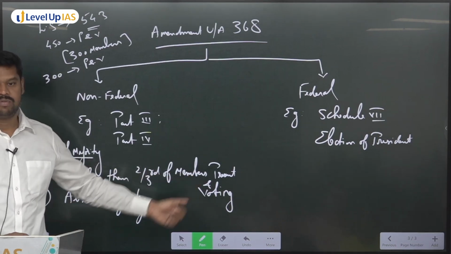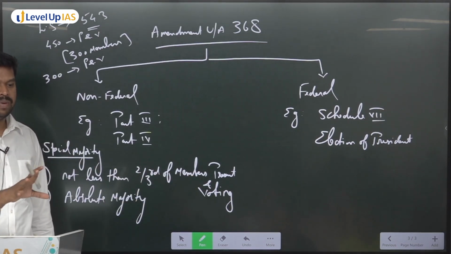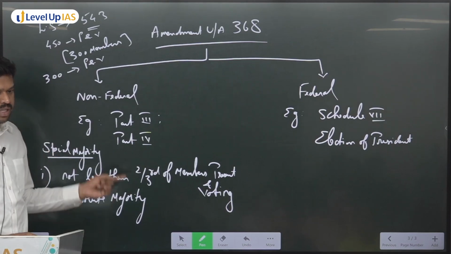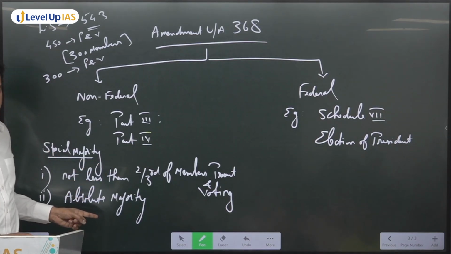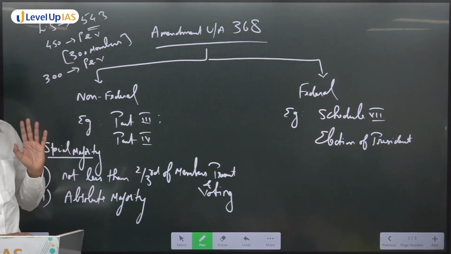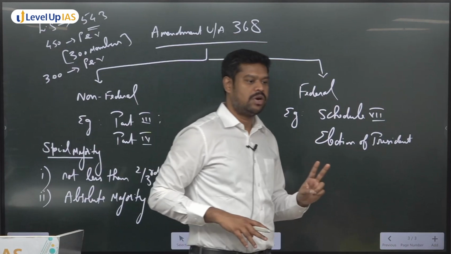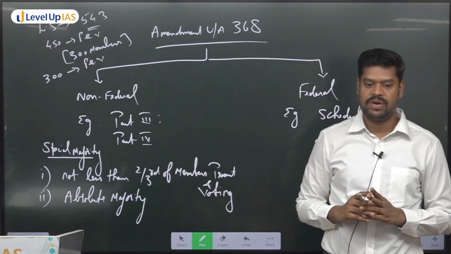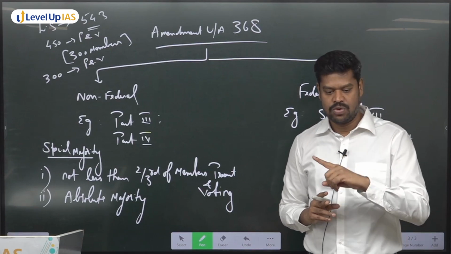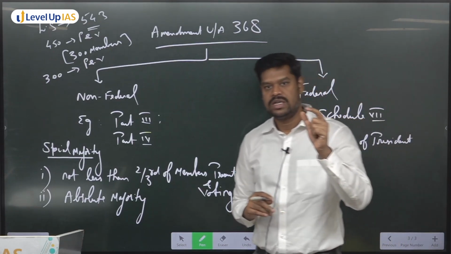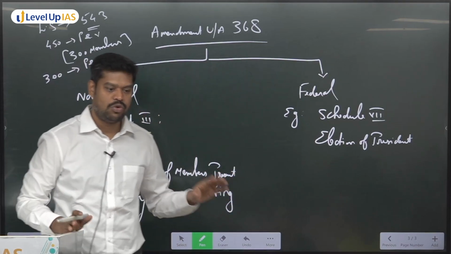So what would be the first condition? Not less than 2/3 of the members present and voting. How many minimum members have to support this? 200 members. Even if 200 members supported, the first condition is satisfied. But is it satisfying the second condition, absolute majority? It is not. So therefore, to say that a bill is passed with special majority, both the conditions have to be satisfied. What are the two conditions? Not less than 2/3 of the members present and voting, and that shall also satisfy the condition of absolute majority.